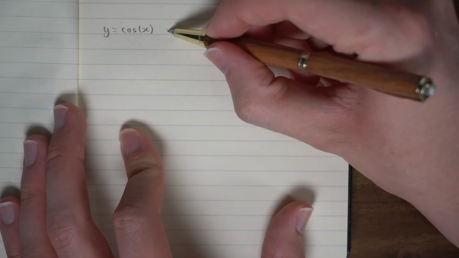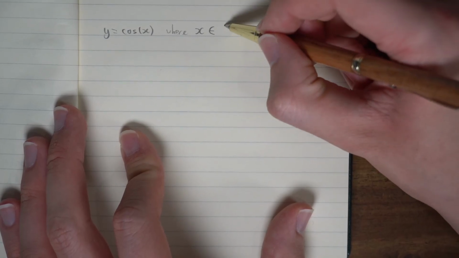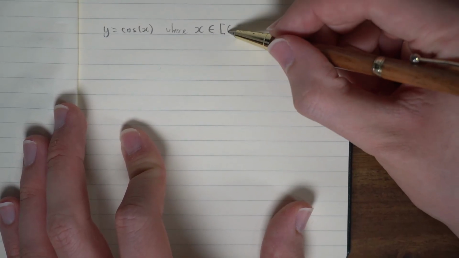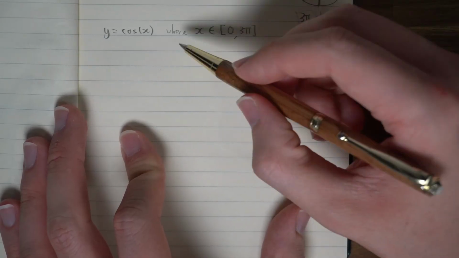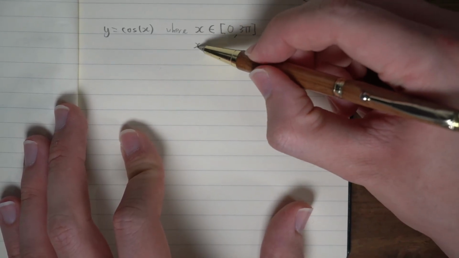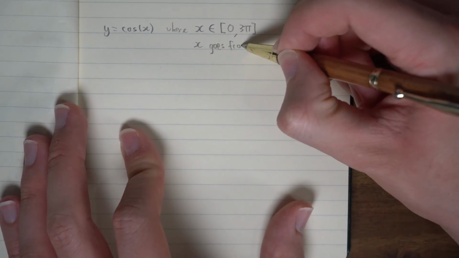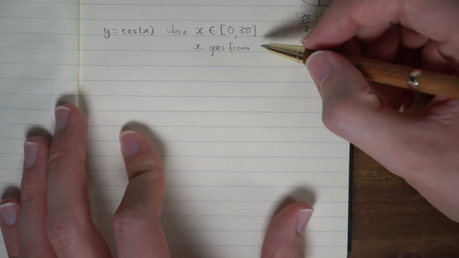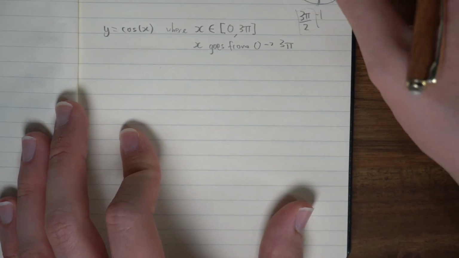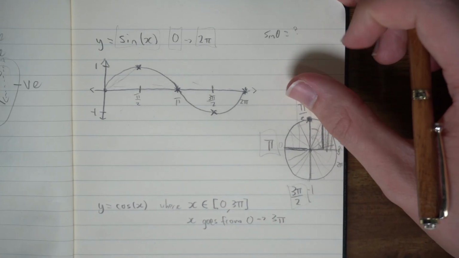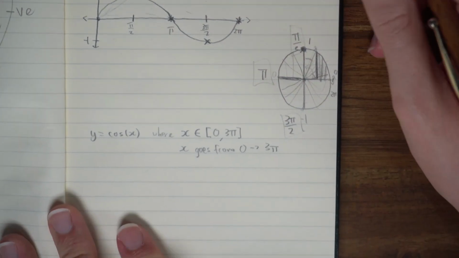Then they say where x is an element of a set of numbers that goes from 0 to 3 pi. You could rewrite that as where x goes from 0 to 3 pi. Just like in our last question, we worded it as from 0 to 2 pi. This means the exact same thing, okay?